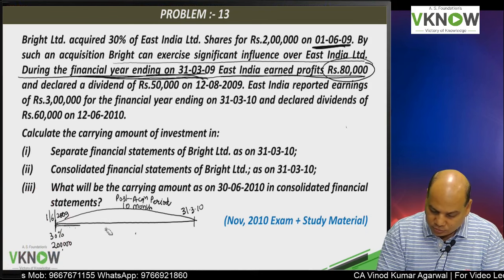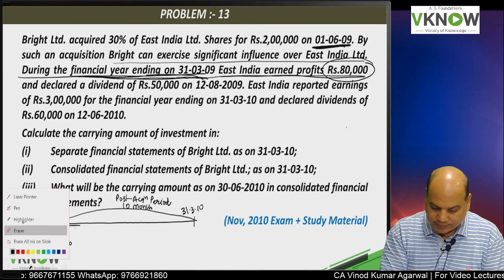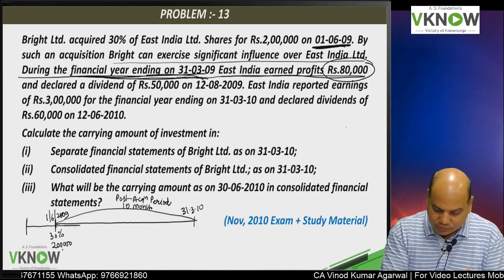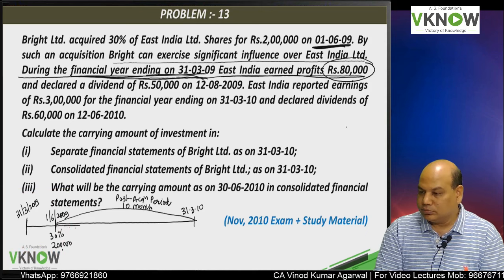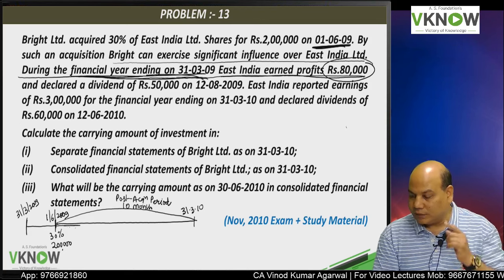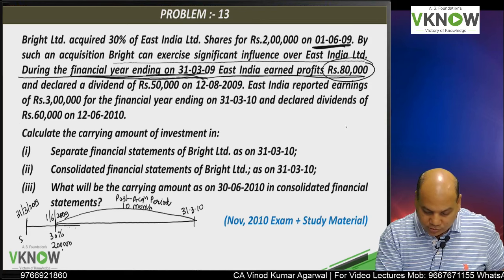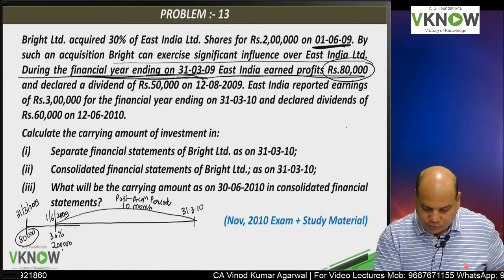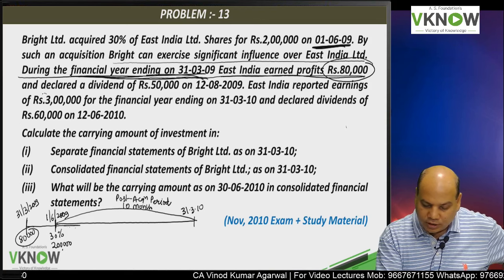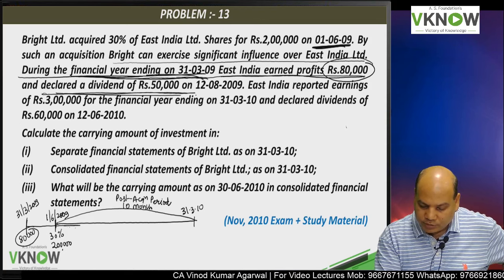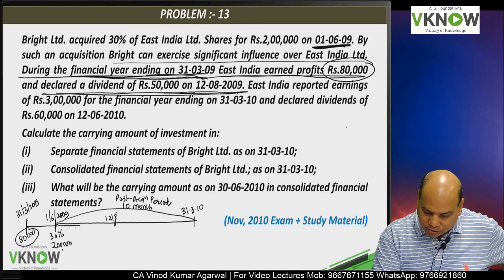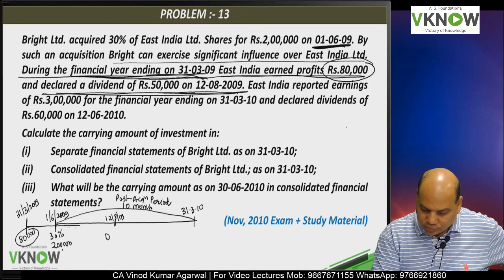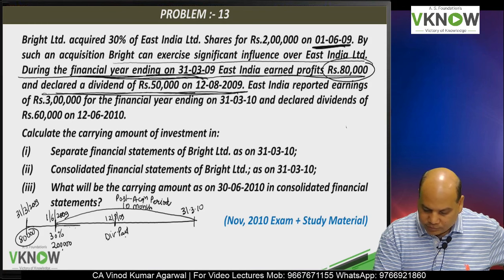And this is not here. 31st March 9 will be here. How can 31st March 9 be after 1st June 9? So during this year, the profit was 80,000 and a dividend was paid, 50,000, on 12th August. Somewhere around here, 12th August 2009, dividend was paid, rupees 50,000.